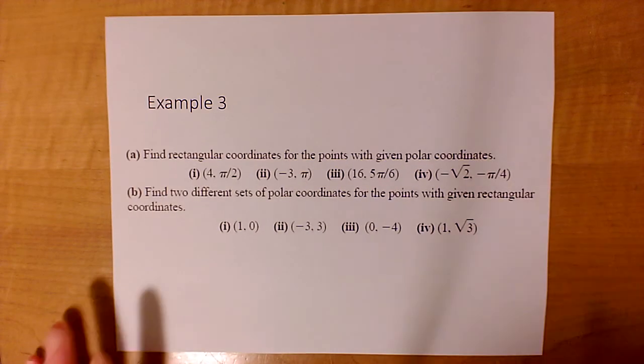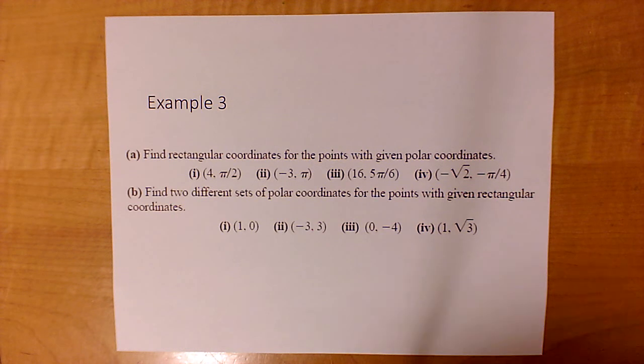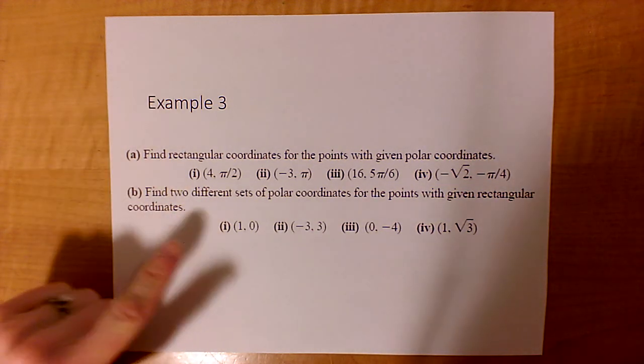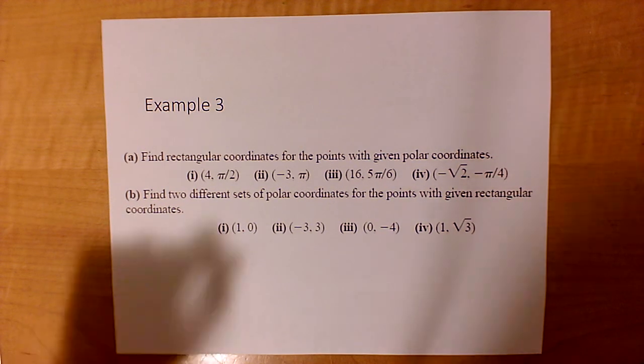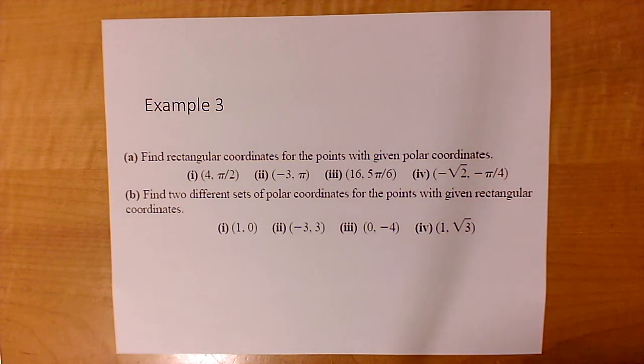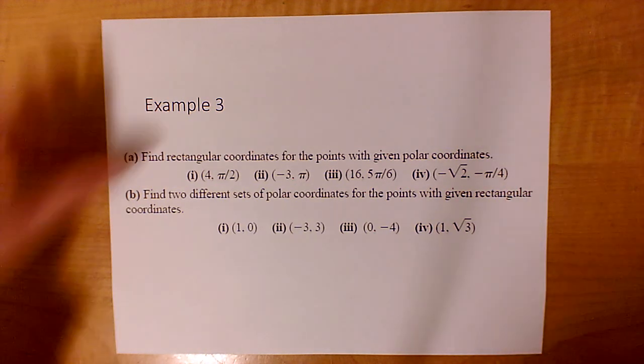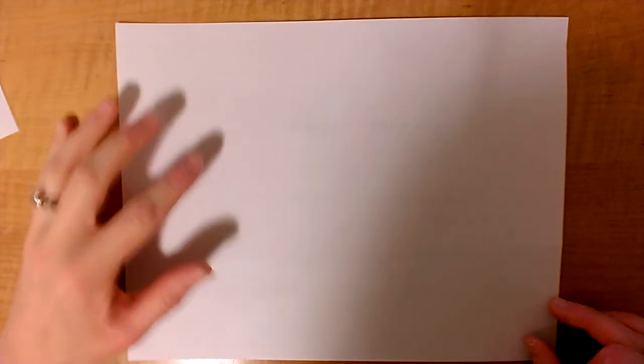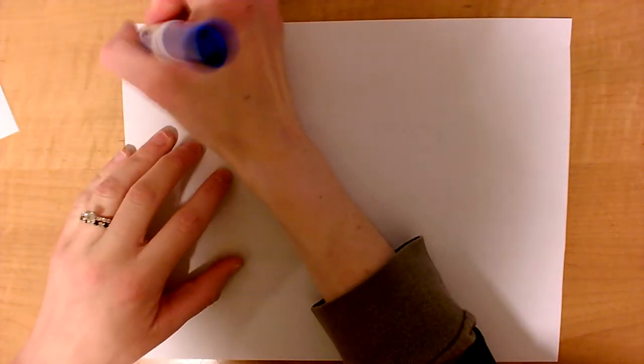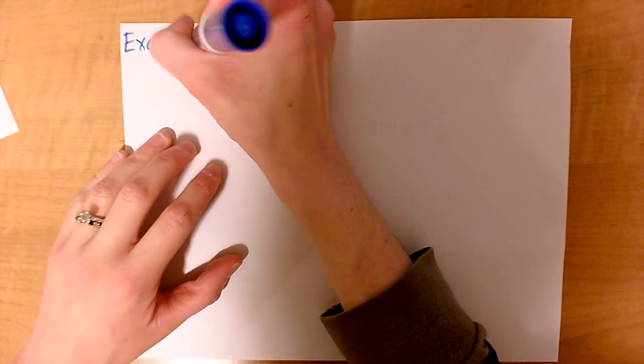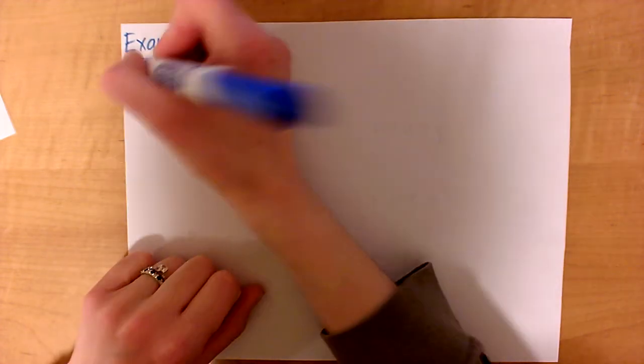Alright, so with example 3, you have two parts to this. They give you some polar coordinates, and you have to find the rectangular coordinates, and then they give you some rectangular coordinates, and you have to find two sets of polar coordinates for those. Now some of these are really easy to figure out, and you can just do them visually by picturing where the point lies, and you don't even have to do any conversions.